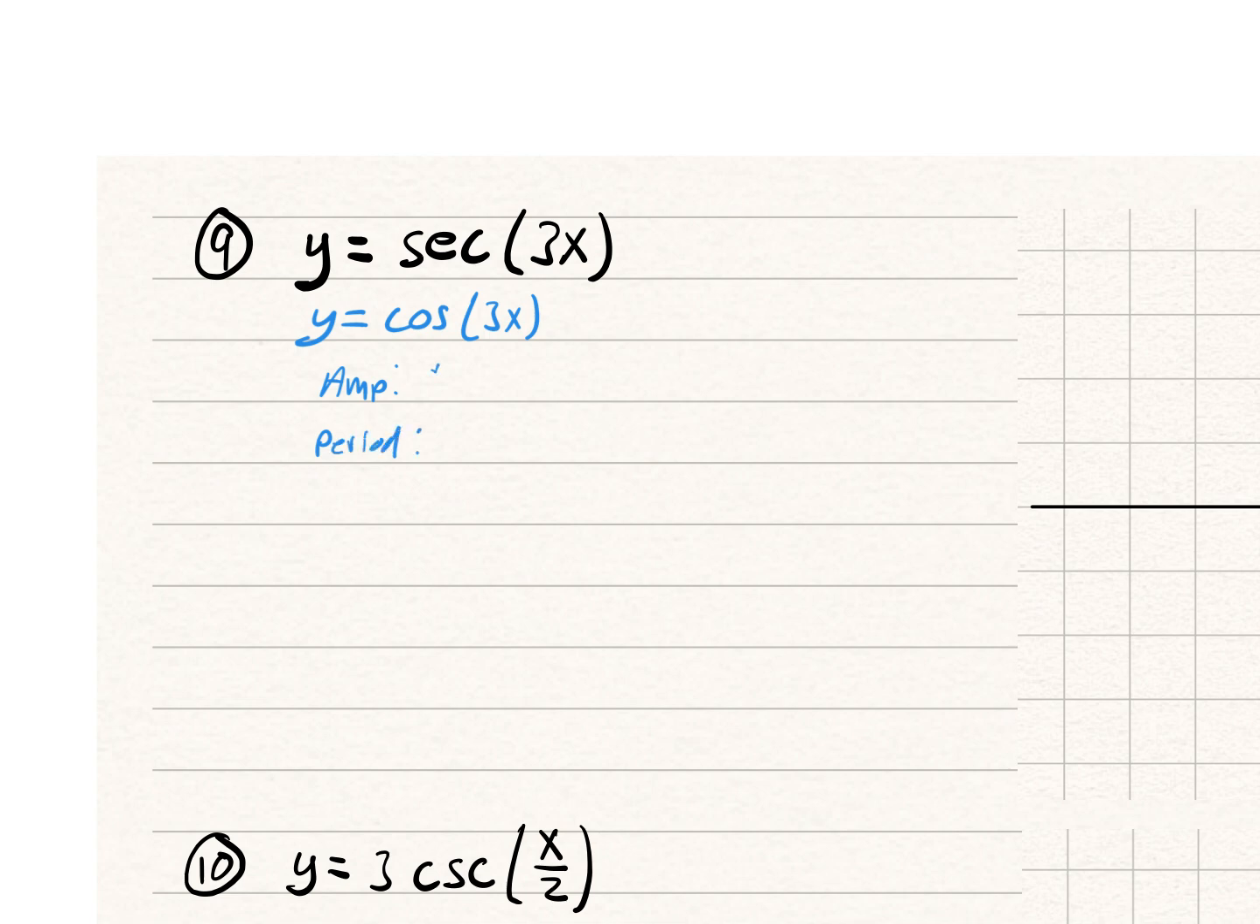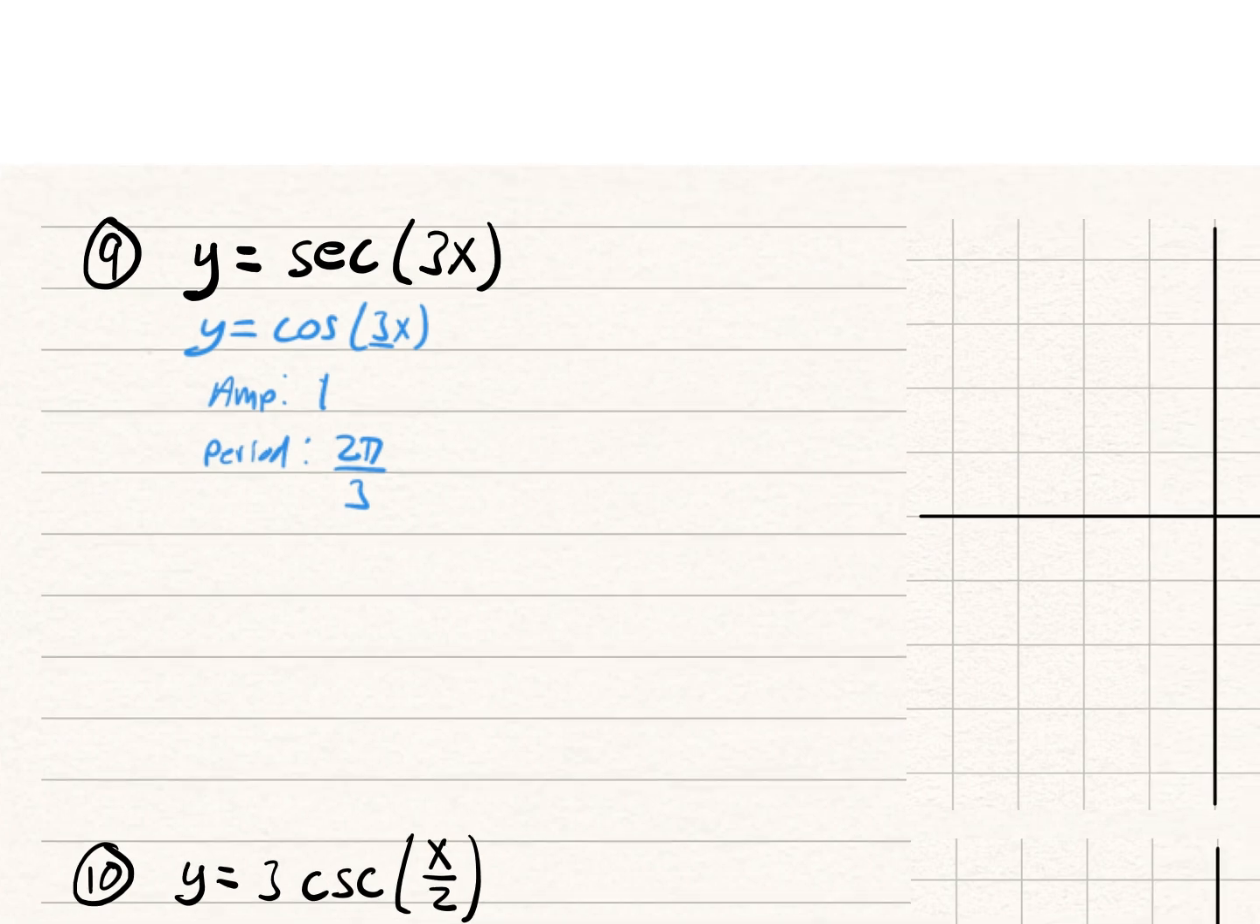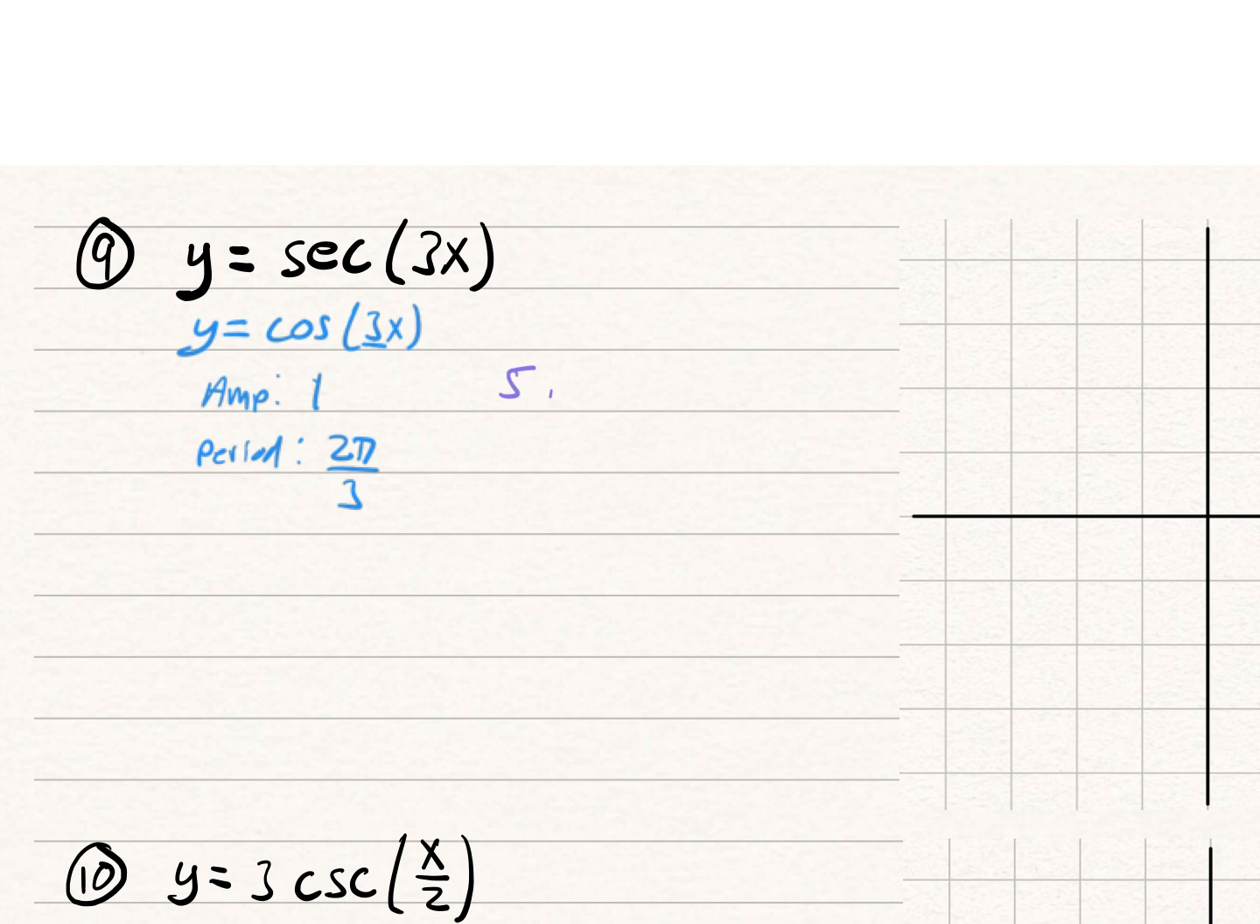So my amplitude is going to be 1. I don't see anything outside of cosine. My period is going to be 2 pi over 3, right? That's the number I see inside. Now with that information, we need 5 points. I know 0 is one of them. The others are going to be a 1/4, a half, and 3/4. And then the period itself is going to be the last one.